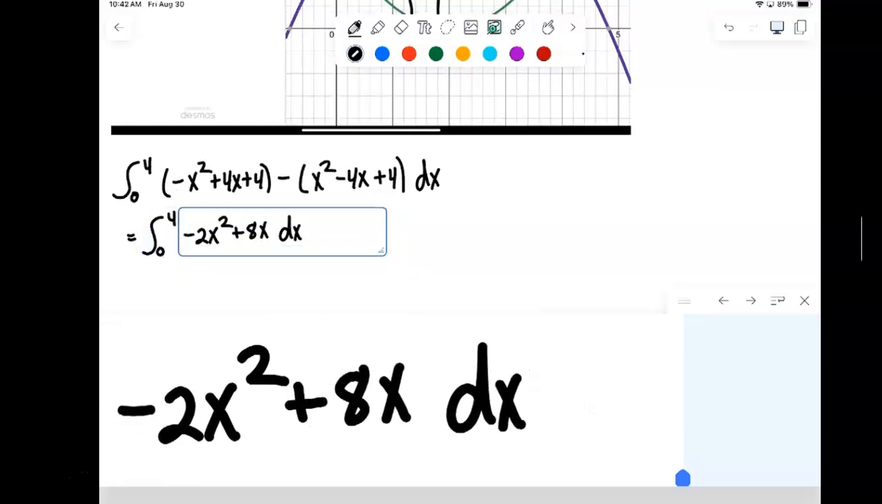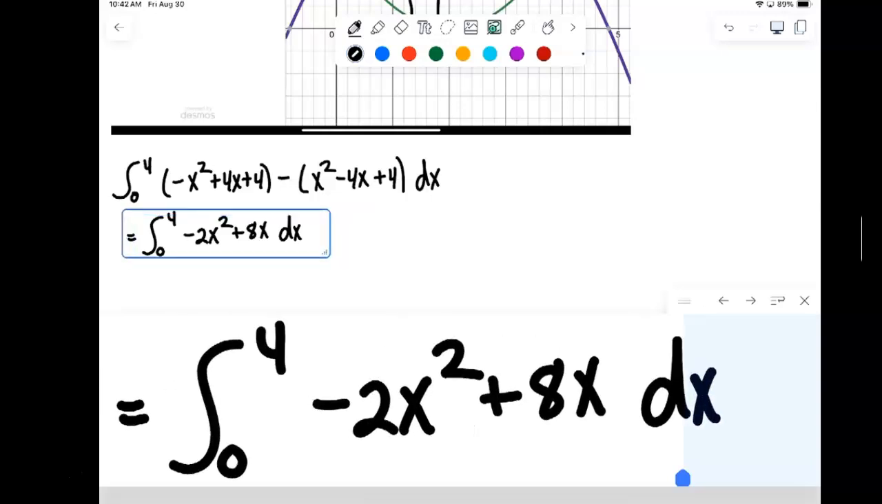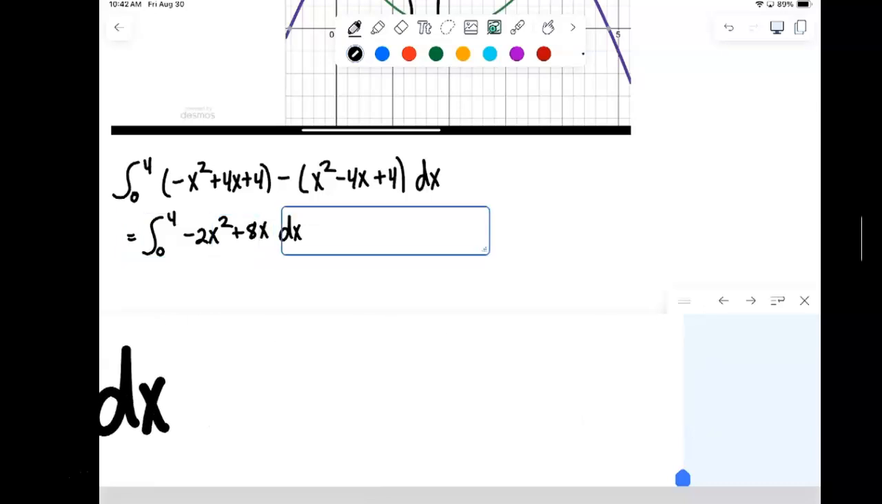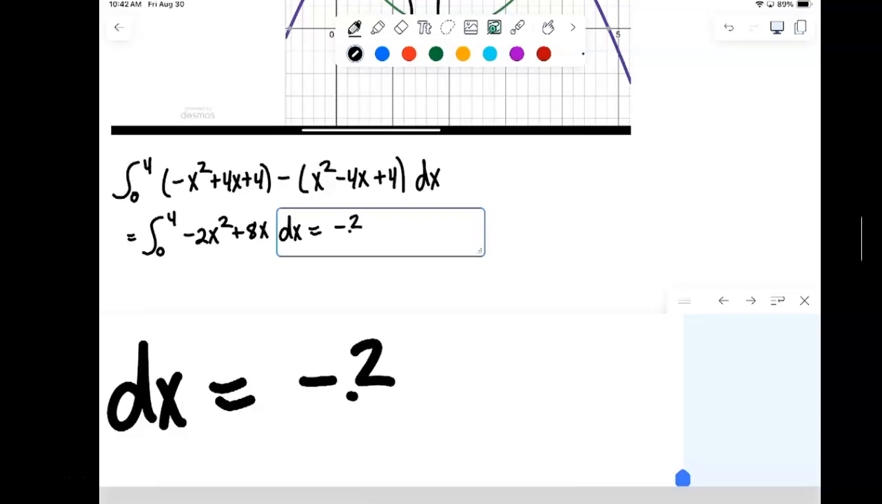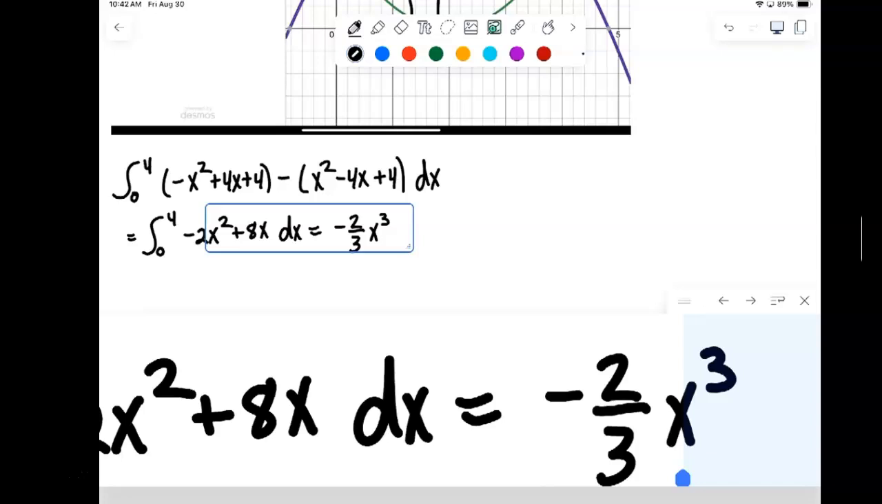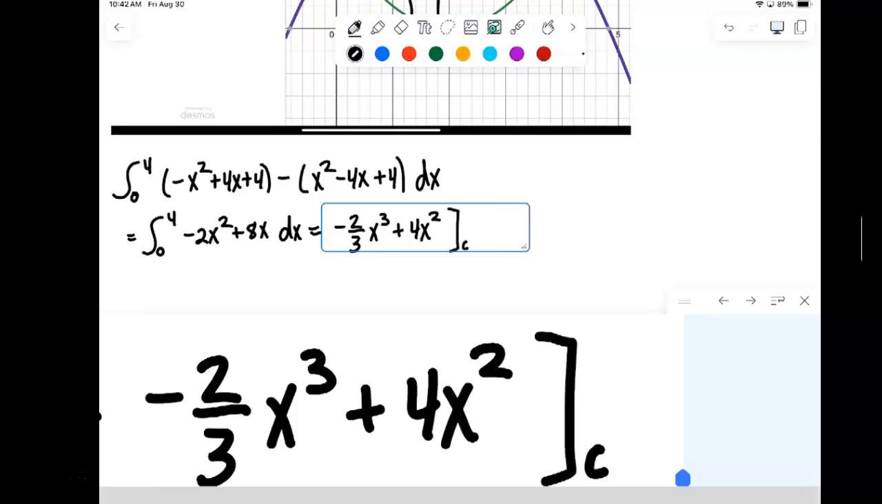And then we just go through. This doesn't require any kind of substitution. This is just a straight power rule integral that we're going to eventually evaluate as a definite integral. So we can use our power rule. So remember how it works. I'm going to add 1 to the exponent, make it 3, divide by it, so that'll be negative 2/3 x cubed. And for 8x, I would add 1 to it, make it x squared, divide by it, so that'll be plus 4x squared. And then evaluate at our 2 endpoints, 0 to 4.